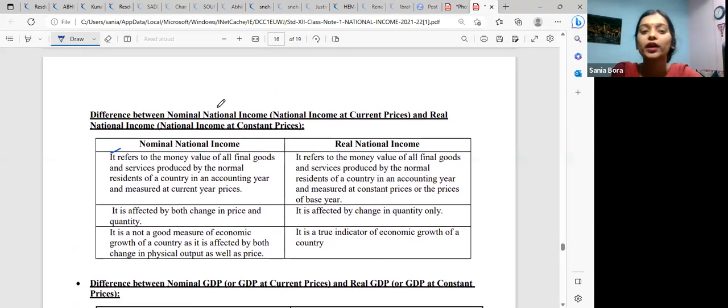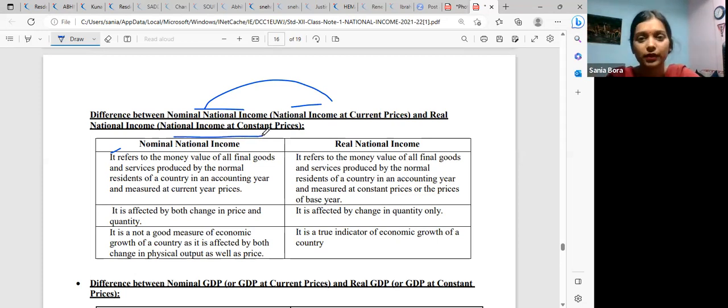Okay, so over here, nominal national income or nominal income at current price. See, nominal national income and national income at current price are the same thing. Real national income and national income at constant price are the same thing.